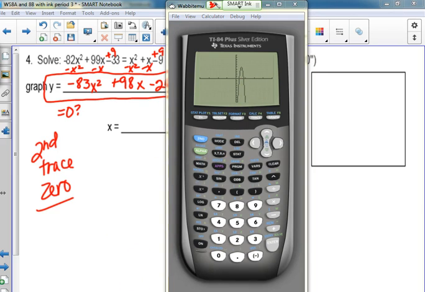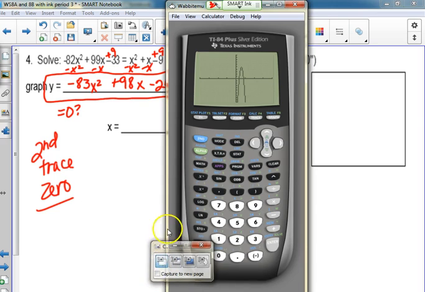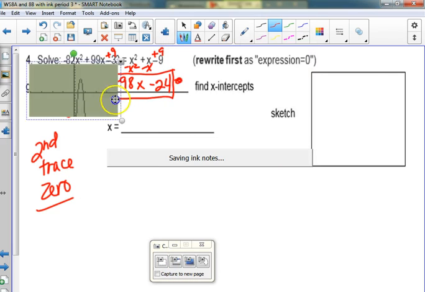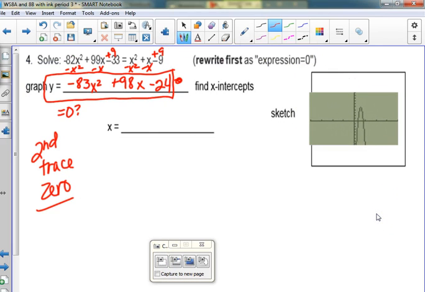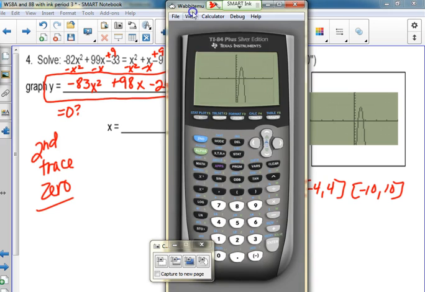So let me quick take a picture of this. I don't want it on a new page. So my window is just negative 4 to 4 and negative 10 to 10 for the y. I'm not sure that's a great window, but it should be okay. So now if I go second trace and I choose 0, I need to clearly be on the graph somewhere here. There we go. There's my cursor.